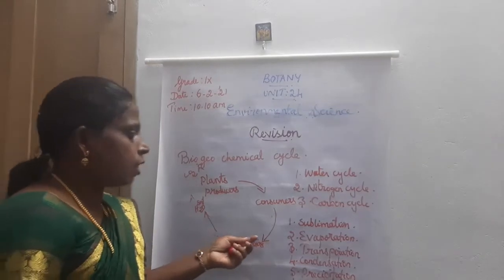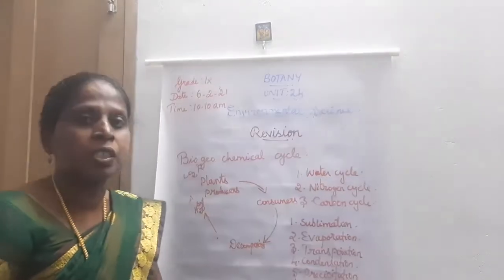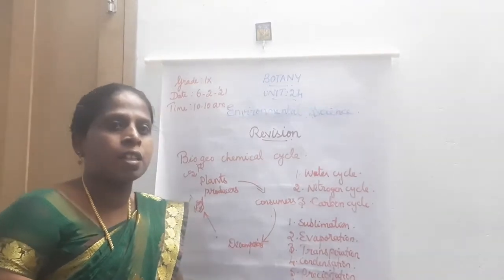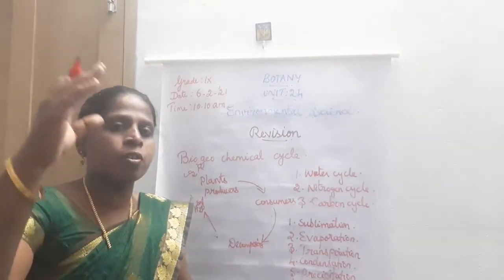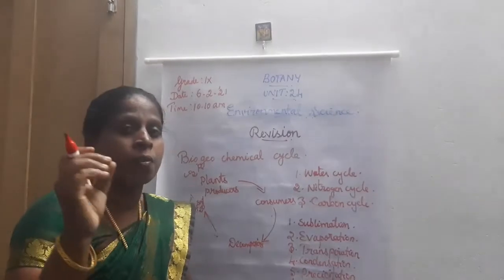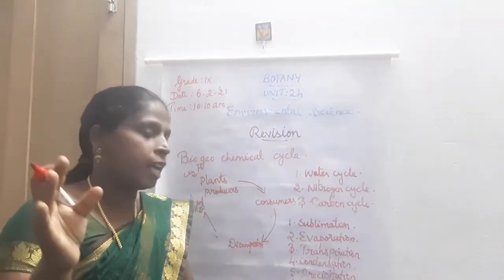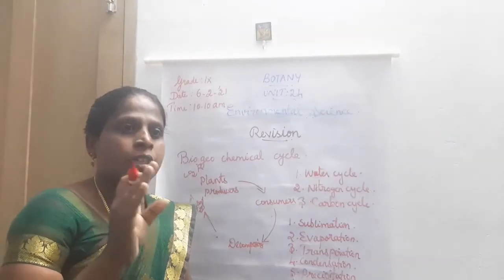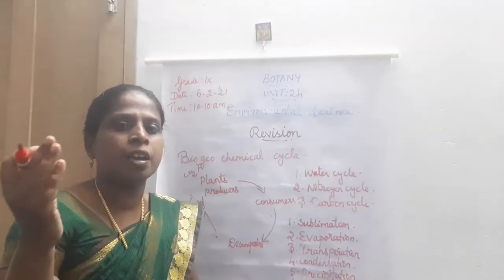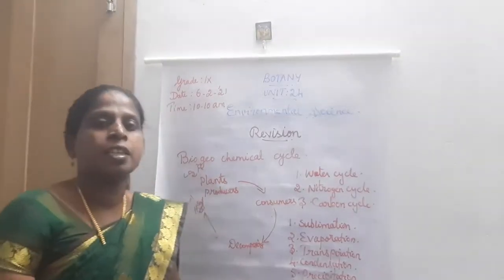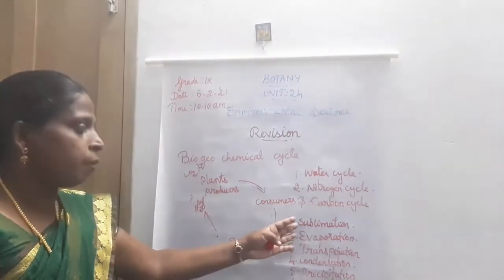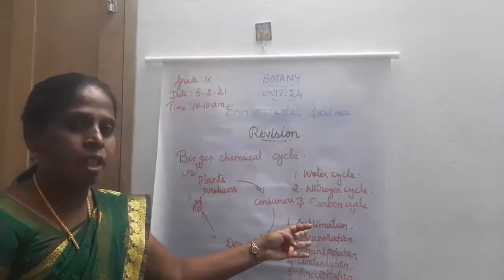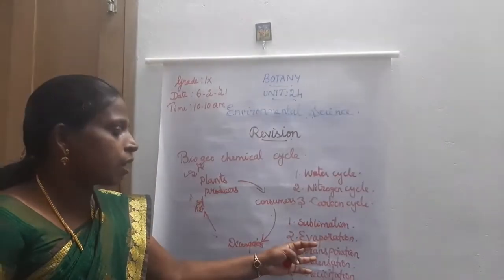The first one is sublimation. What does sublimation mean? In the northern pole as well as the southern pole, and also in the mountains, there are ice cubes or glaciers. This solid can be converted into the gaseous state without reaching the intermediate state, that is the liquid phase. That is called sublimation.